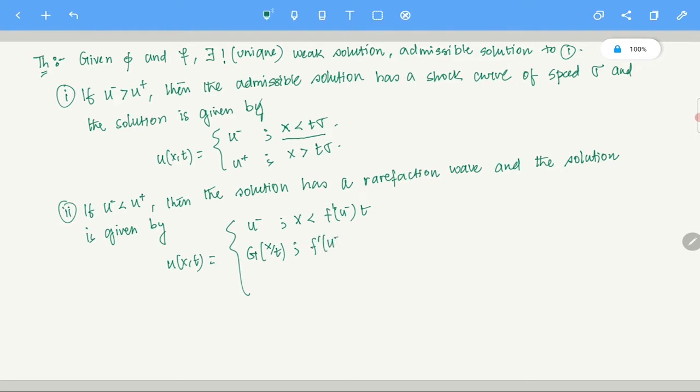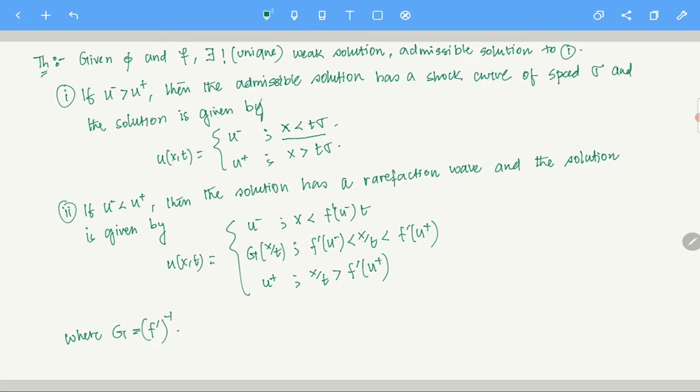So u minus less than x by t less than f prime of u plus. Okay, I hope this is fine. And u plus when x by t is greater than f prime of u plus. Clear? So what is G here? Here capital G is the inverse of f prime. Okay, the inverse of f prime.